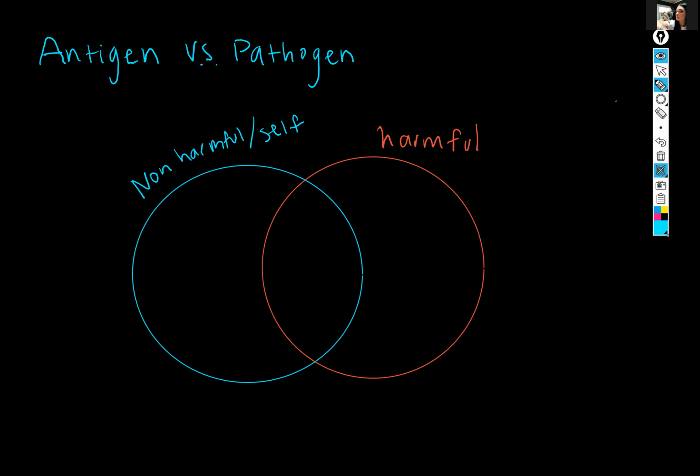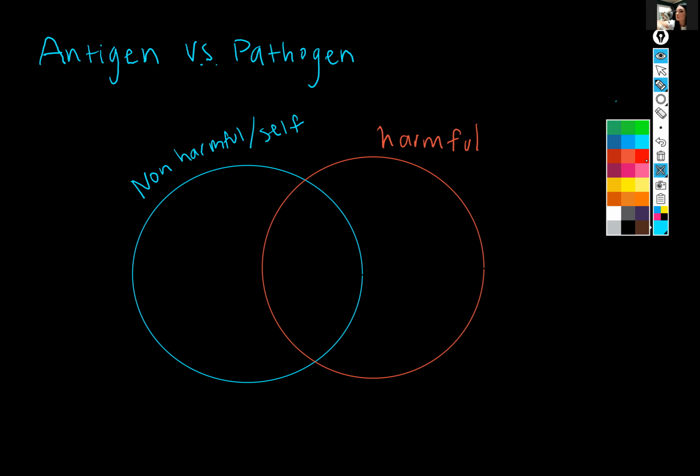Okay, so I have my Venn diagram set up. The pleasant turquoise circle represents non-harmful or self. By self, I mean your body's cells have little name tags that say, hey, I belong to Christina's body. Please do not attack me. I'm supposed to be here. It's like having a name badge at work that identifies you as being an employee. So it gives your cells an indicator of belonging, essentially.